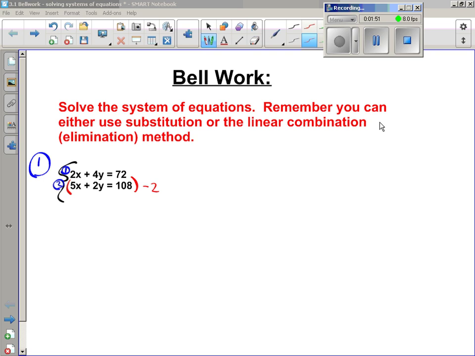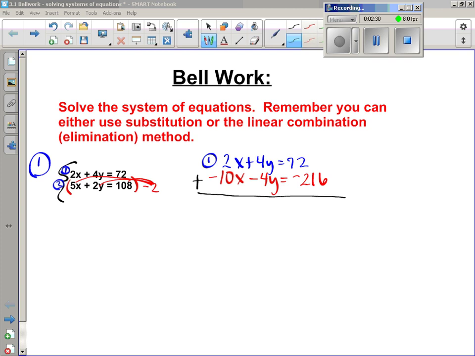Very good. When you do elimination, you have to have one variable positive and one variable negative so that when you add them, they cancel out. So I'm going to rewrite this. I'm numbering my equations. When you take Algebra 2, Mrs. Siegert's going to encourage you to, or require you to, number your equations so you can follow your work, especially as you get more than two equations. It gets a little bit tricky. So I'm going to rewrite this. 2x plus 4y equals 72. And then I'm going to multiply and distribute this -2 times everything. So you ended up with -10x minus 4y equals -216. All right. And then we add straight down in the elimination method.